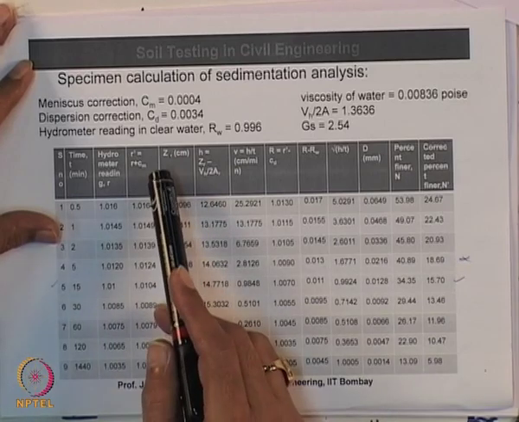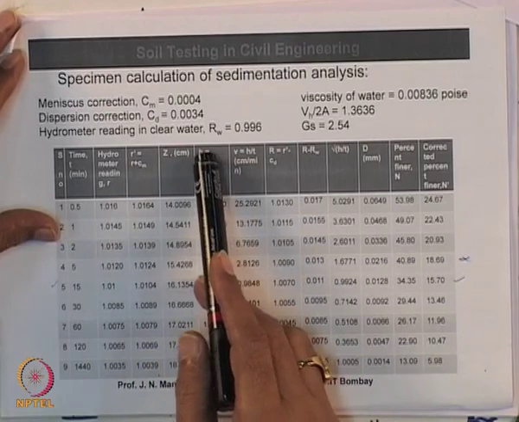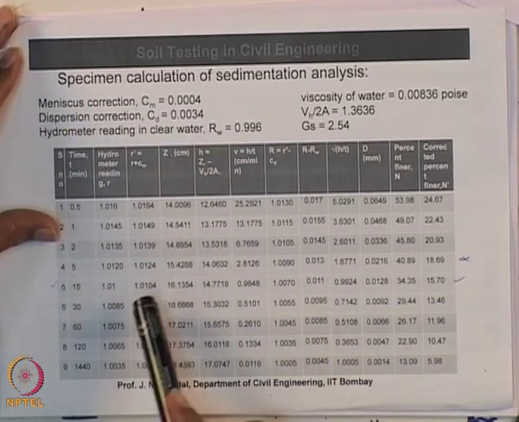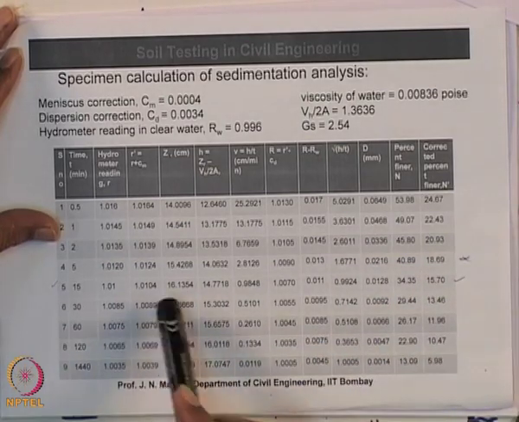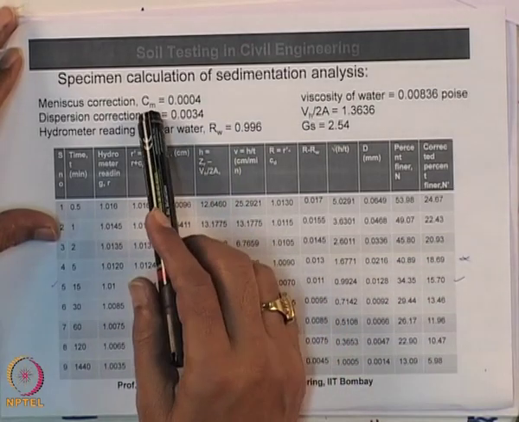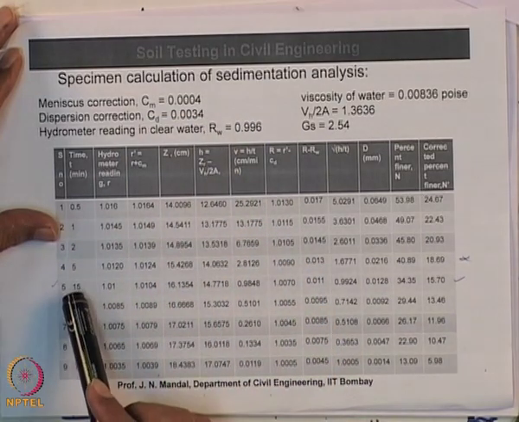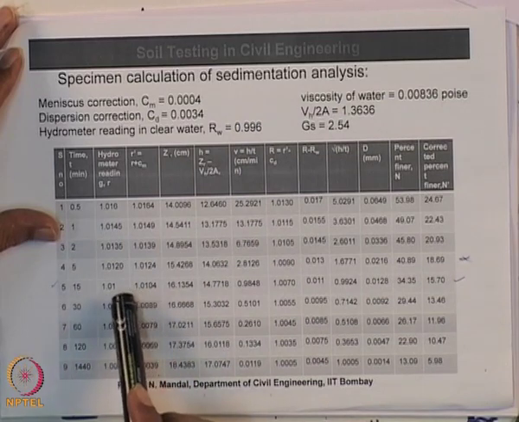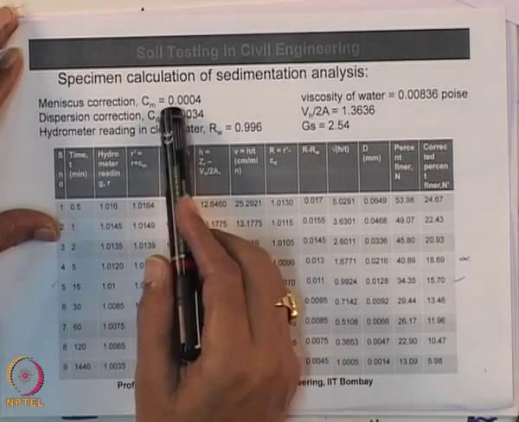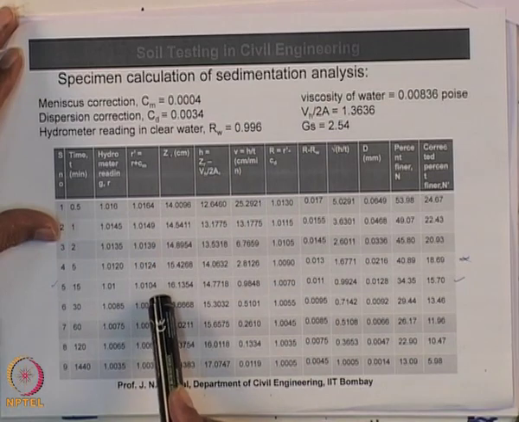Then you have to take R dash is equal to R plus Cm. Cm I say is the meniscus correction. So, you have to do the meniscus correction, that means the meniscus correction Cm is equal to 0.004. So, you can add it: R dash is equal to R, which is 1.01, plus the meniscus correction 0.004. So, it will give 1.0104.